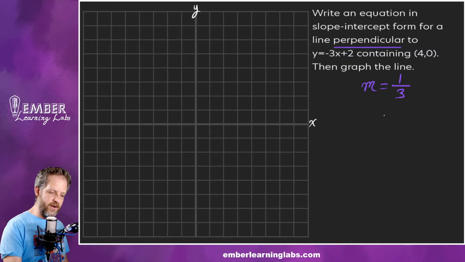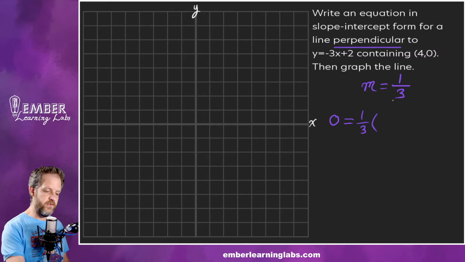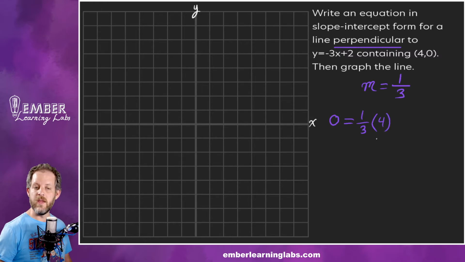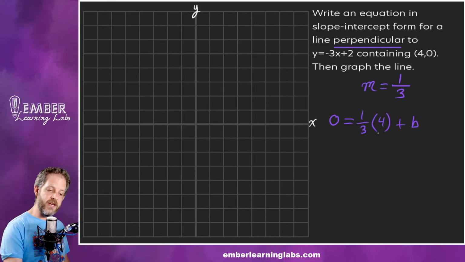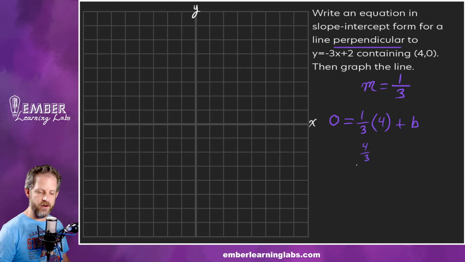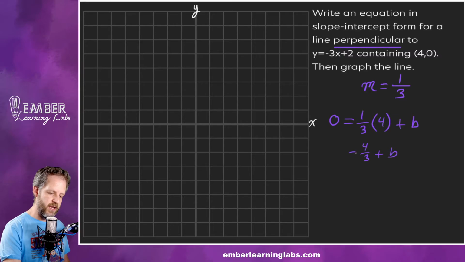Okay, so let's do that. We're going to plug it into slope-intercept form just like we've been doing this whole time in this video. So in for y, we're going to put 0. In for m, we're going to put our m, which is 1/3. In for x, we're going to put 4. And then we're going to put plus b because that's the one we don't know. Now, 1/3 times 4 is, of course, 4/3. 4/3 plus b equals 0.